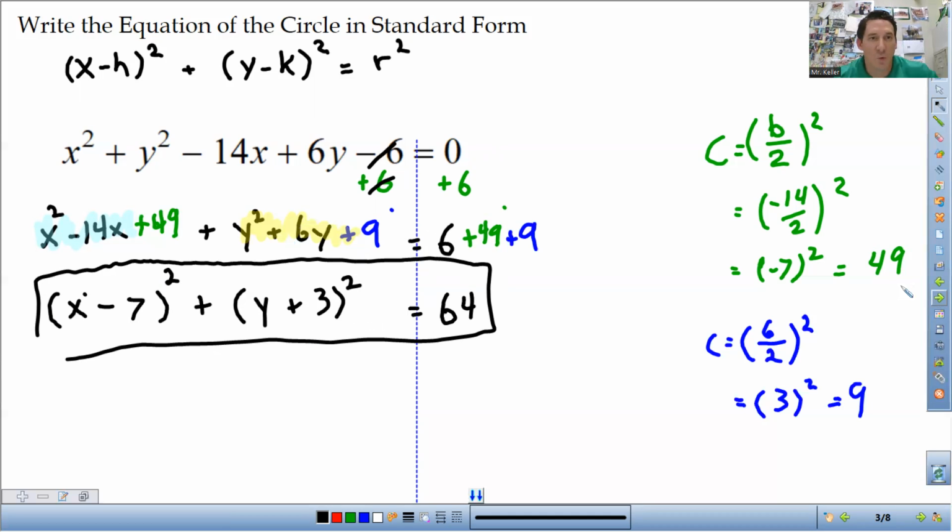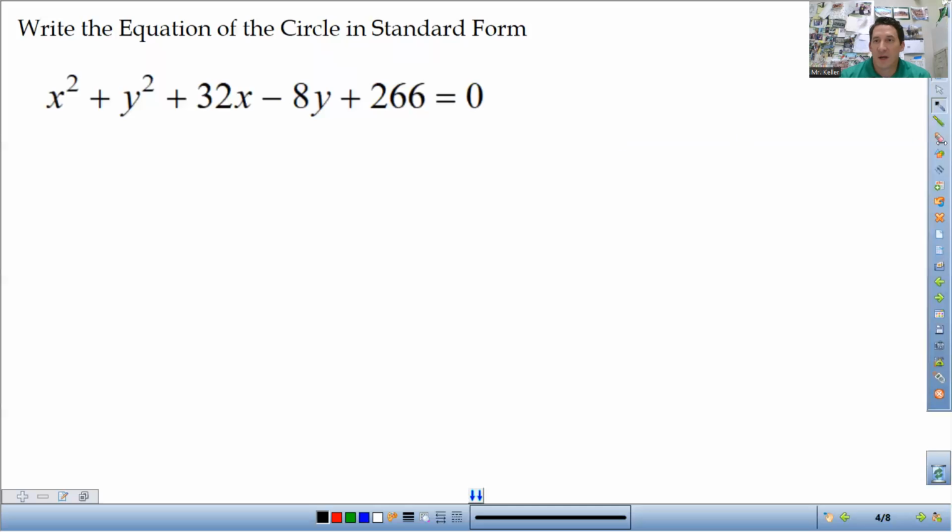Let's do it again. Let's do one more. So again, first thing I'm going to do, move the 266 to the other side. So subtract 266.